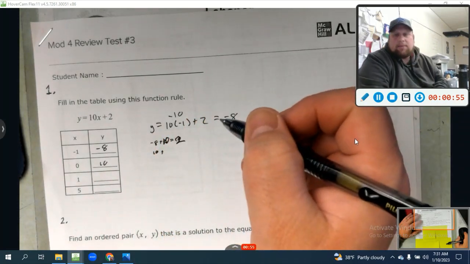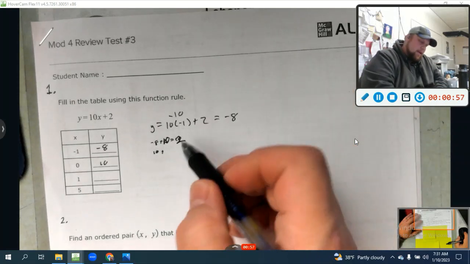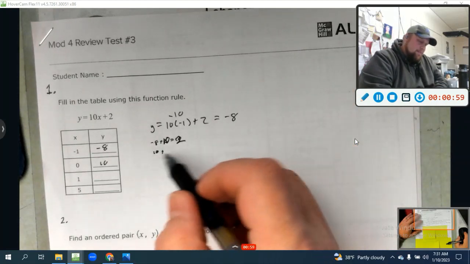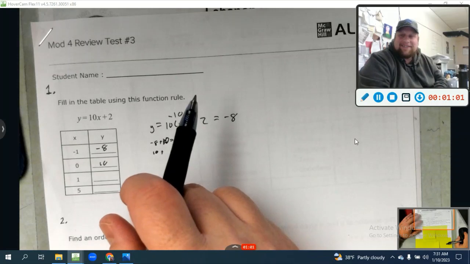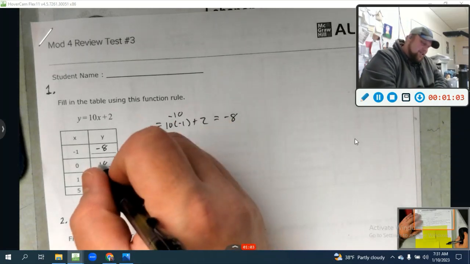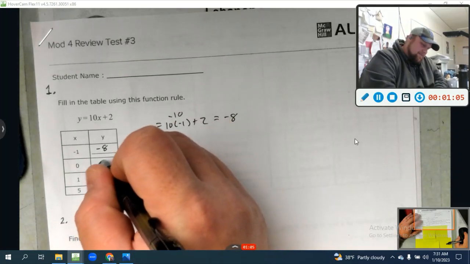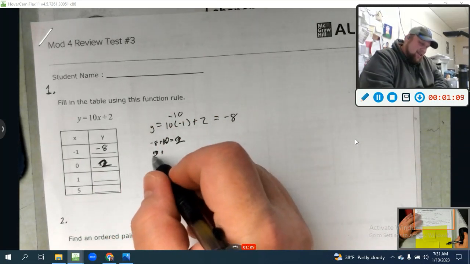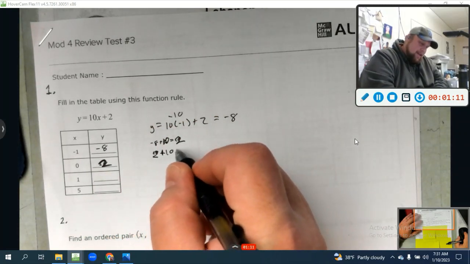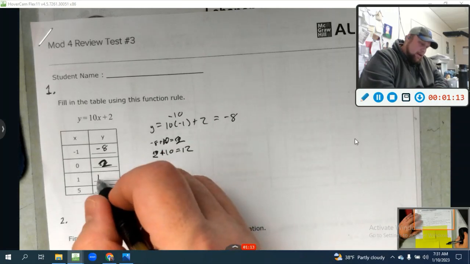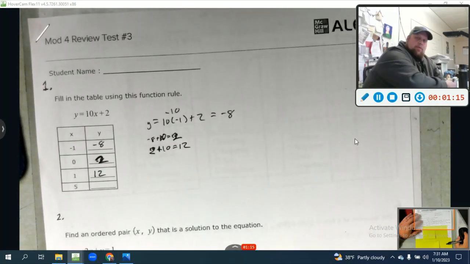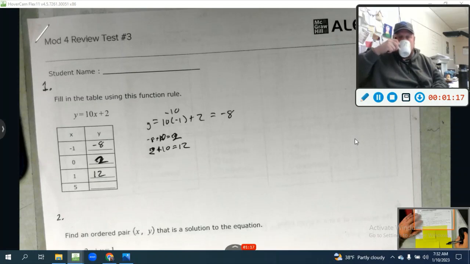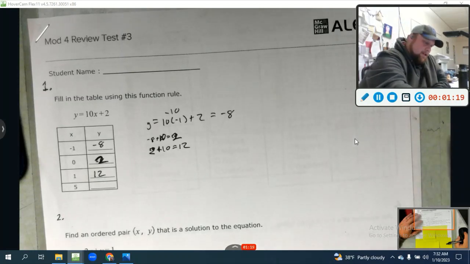My goodness, I'm already starting off making mistakes. Negative 8 plus 10 is 2. This should be 2, I was just adding 10 to that. And then 2 plus 10 is 12. It's early in the a.m., I need to drink more of my coffee. But I leave mistakes in there so you can see me catch them.